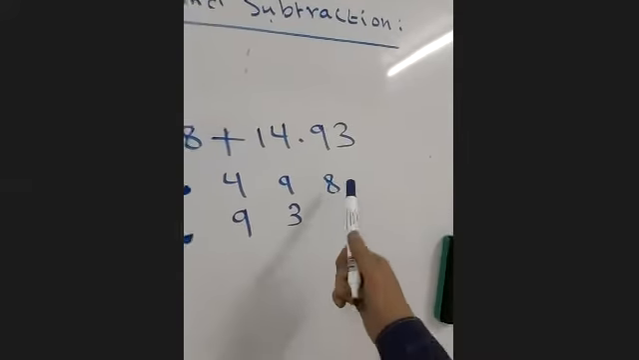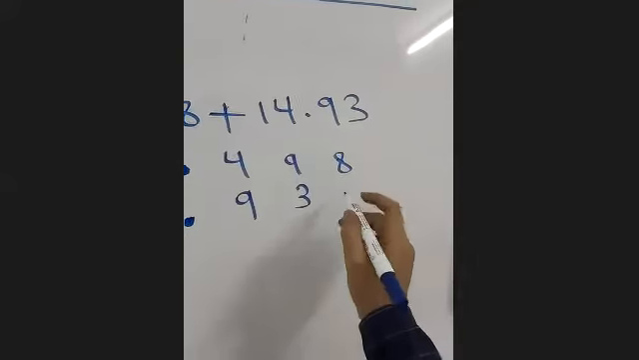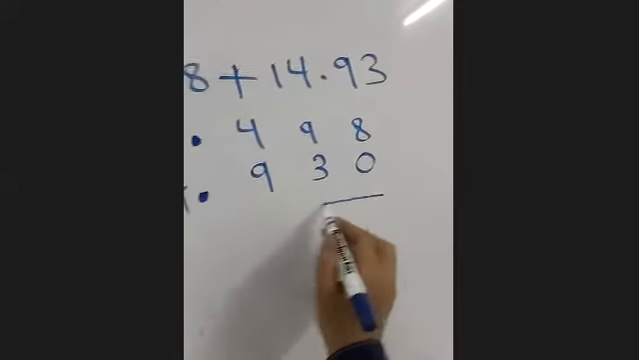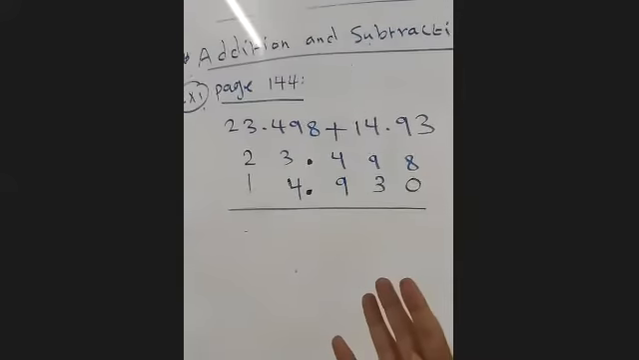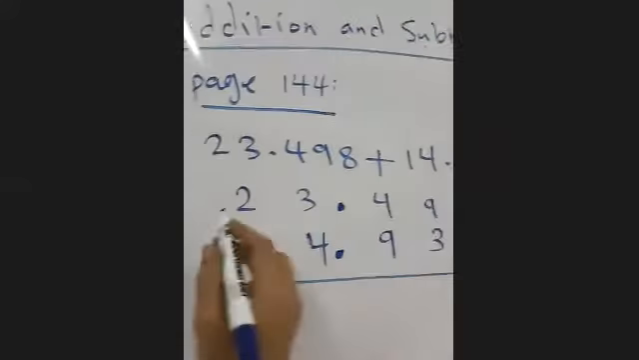Empty space means a number up, nothing down, or a number down, nothing up. So here we have an empty space. We can fill it with 0. After we align very well and fill the empty spaces, the operation is addition, so we add.